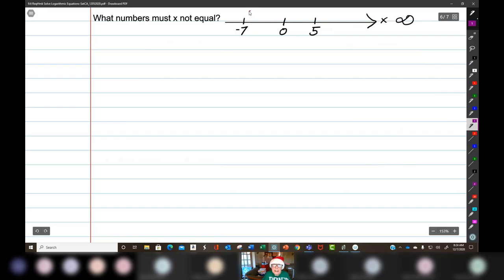All the numbers greater than negative 7 are to the right of negative 7. All the numbers greater than 0 are to the right of 0. All the numbers greater than positive 5 are to the right of positive 5. And now look at where all three arrows are located at the same time. To the right of 5.